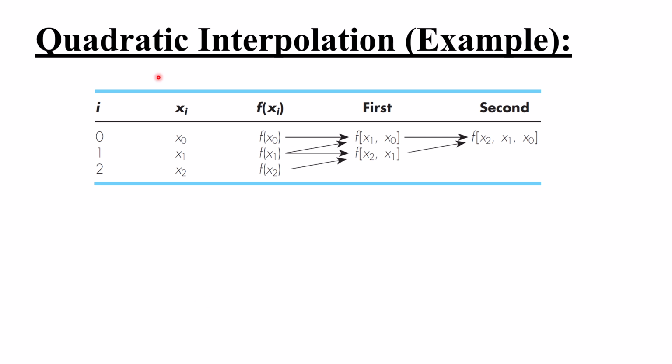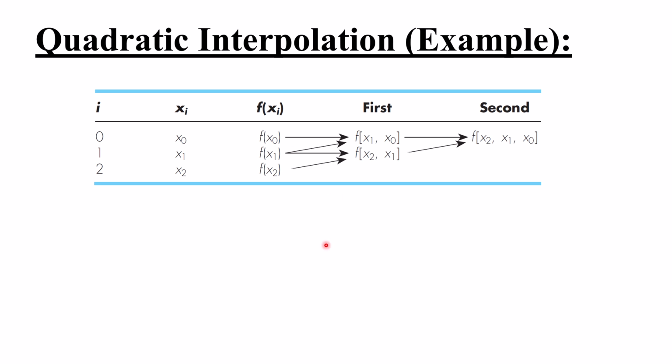Now we can fill a table for these differences. For example, if we have points 0, 1, 2, there are 3 points, x0, x1, x2, and then we have function values f of x0, x1, x2. These are the first 2 columns of the table. The next one is the first difference. For the first difference you take it between x0 and x1, and similarly between x1 and x2. You just plug in here. Then you take another difference, and you get the second. So this is the table that you can fill with the Newton quadratic interpolation technique.